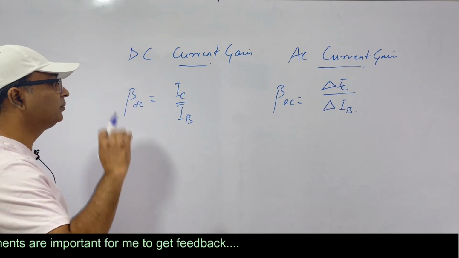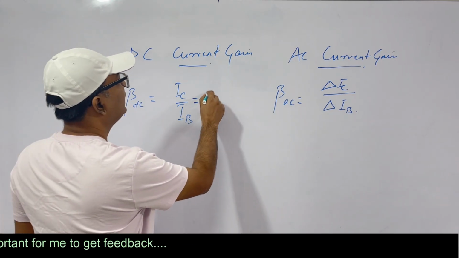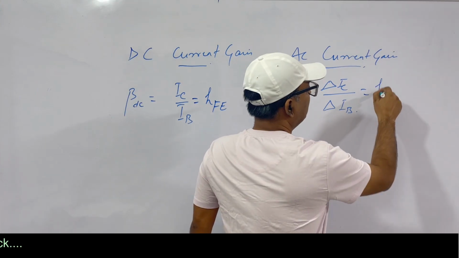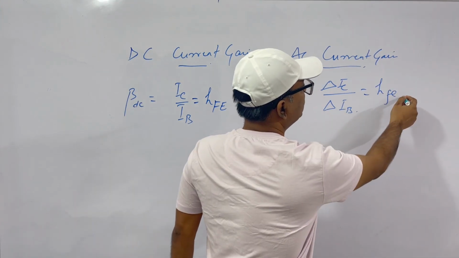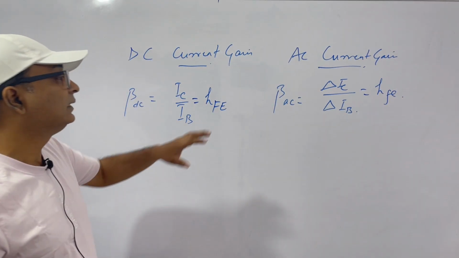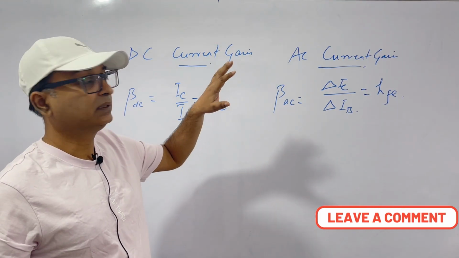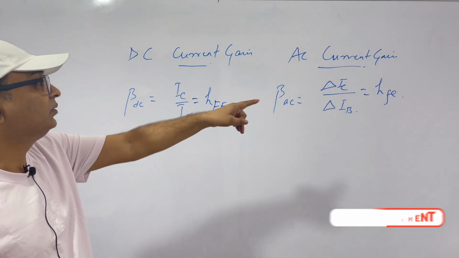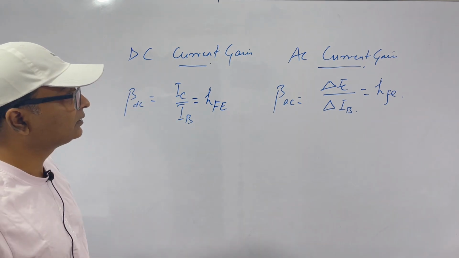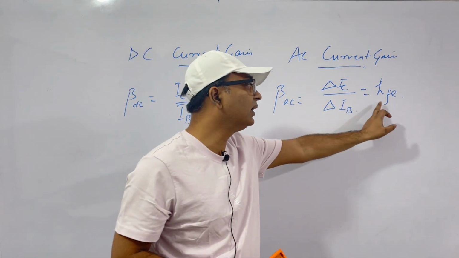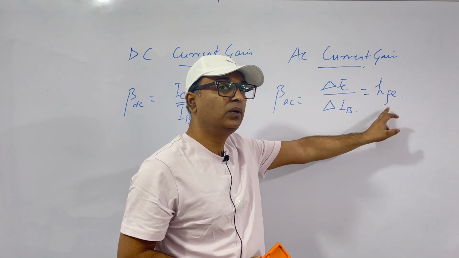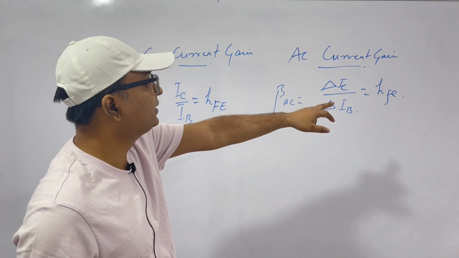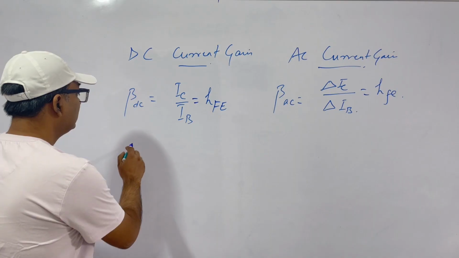Now what you have to remember, this is actually H capital FE and this is h small fe. What are these? These are hybrid parameters. You will study them when we will be dealing with small signal analysis. For now, remember this is HFE. You will have this value given in all your questions or in the data sheet. So HFE is beta AC and beta DC.